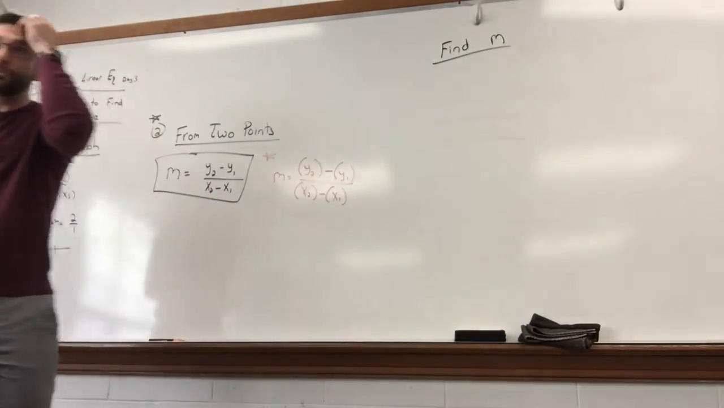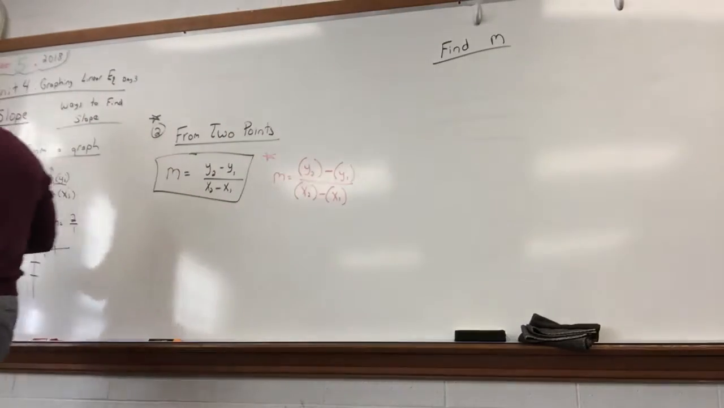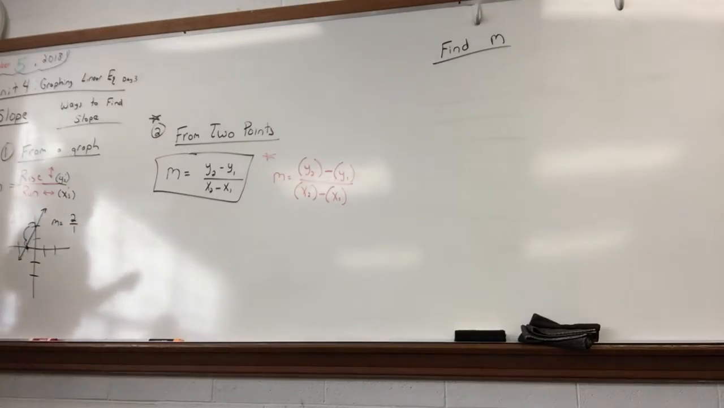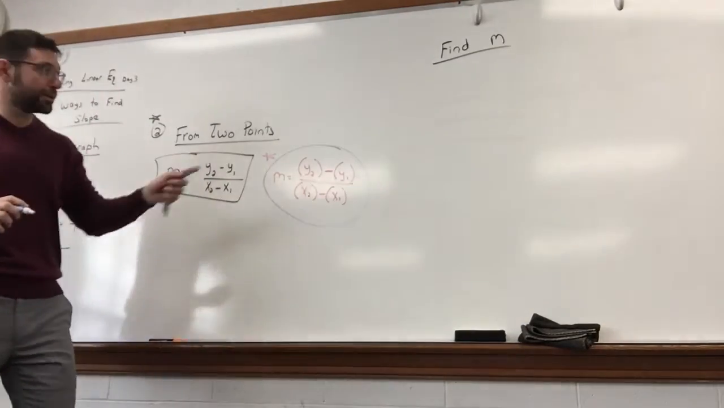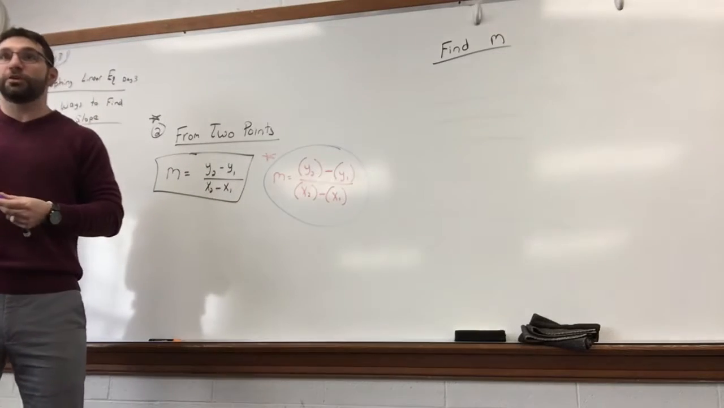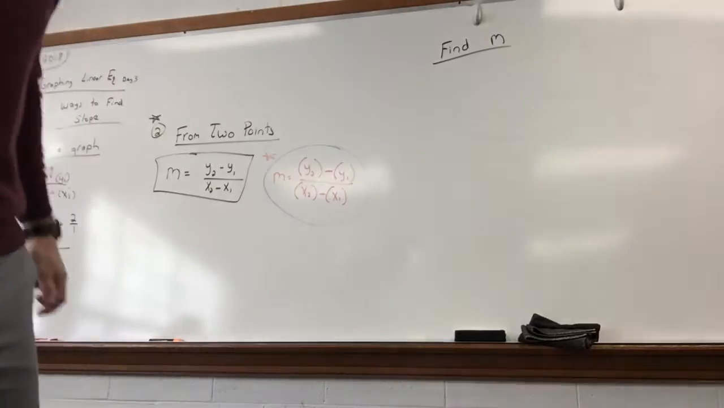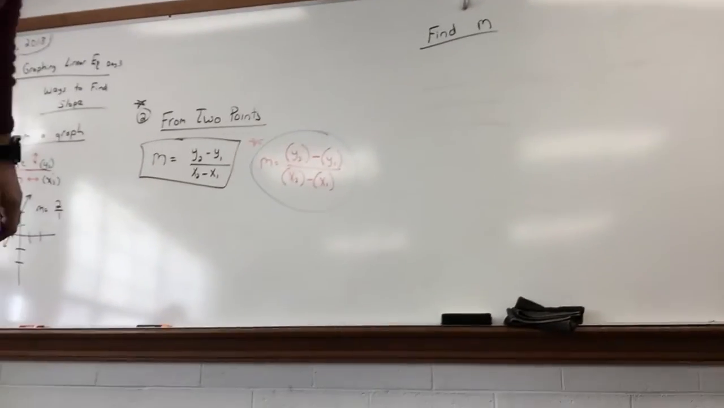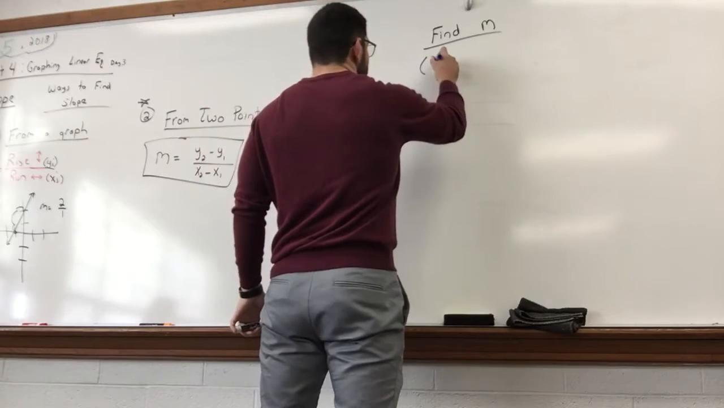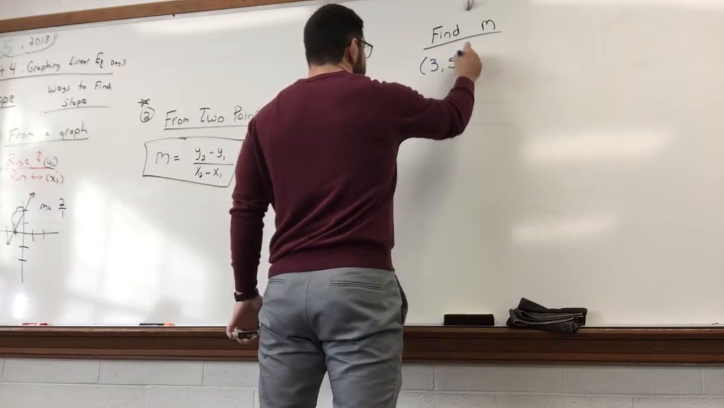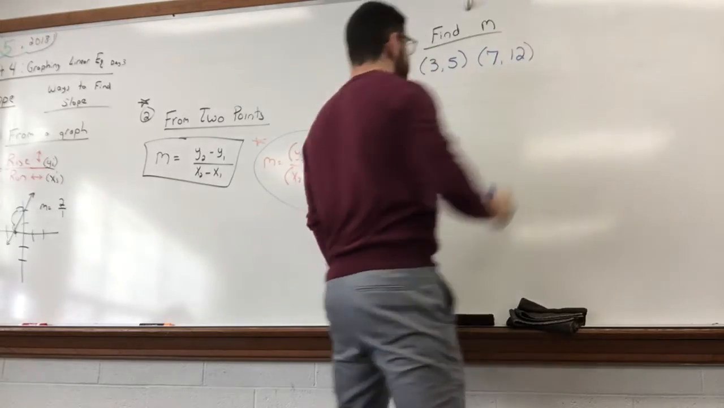And here's our examples. So again, which one are we using? We are using this guy right here. Are they the same? Absolutely. But I want you to be focused on those parentheses, kind of like the warm-up. So we're going to find m. Here's our first 2 points: (3, 5) and (7, 12).